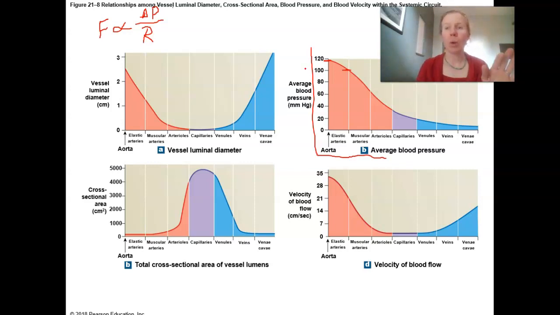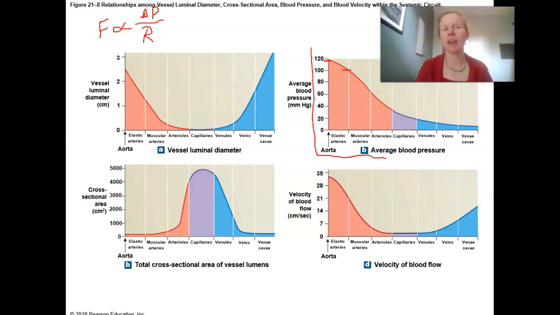So don't let that equation throw you. It's just saying that the change in pressure needs to overcome the resistance. So if we have higher resistance, if we start getting clogged arteries and things like that, it just means that we need to up the change in pressure. So the heart is essentially going to work harder.